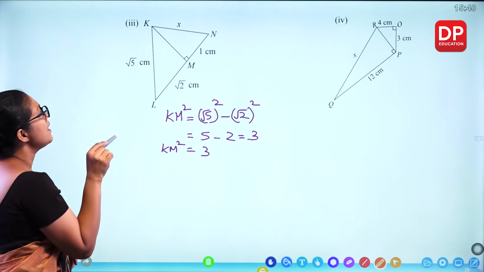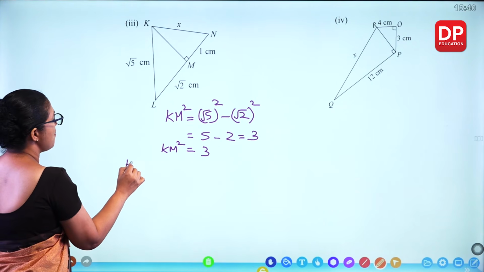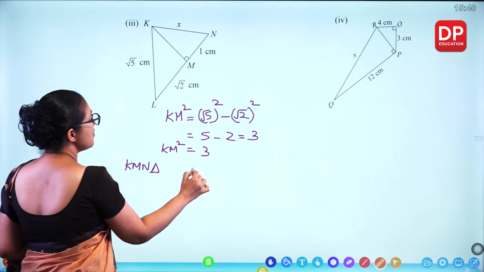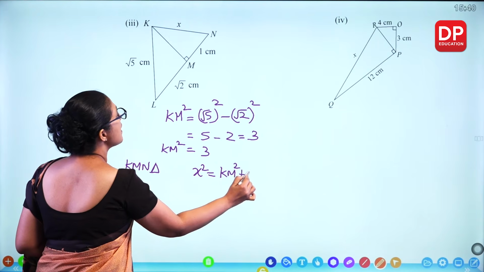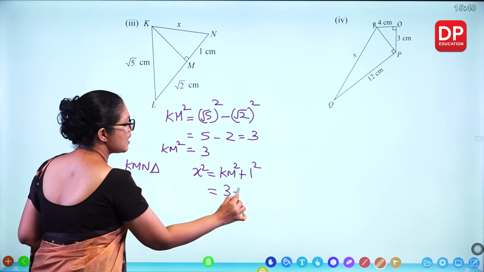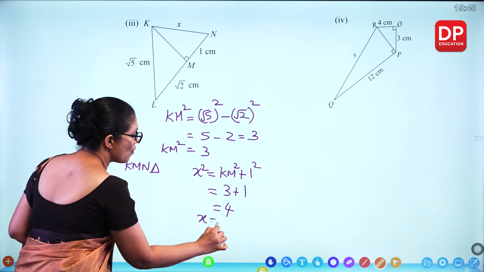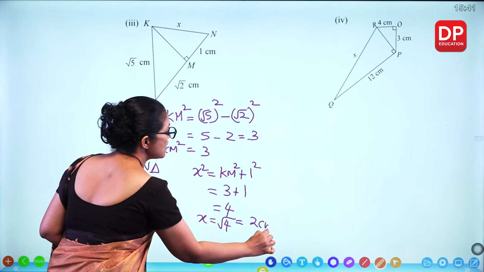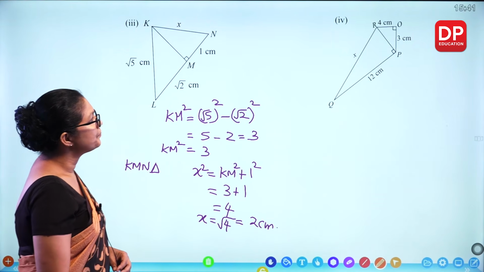Then apply to KMN triangle. In the KMN triangle, you can apply Pythagoras theorem. X squared is equal to km squared plus 1 squared. Km squared is 3. 3 plus 1, 4. Square root of 4 is x. 2 centimeters. Square root of 4 I can take as 2.